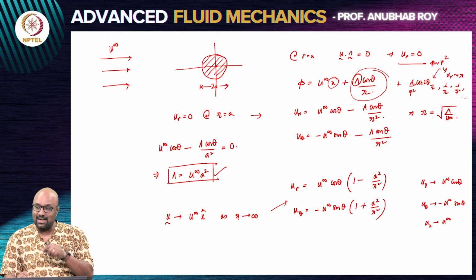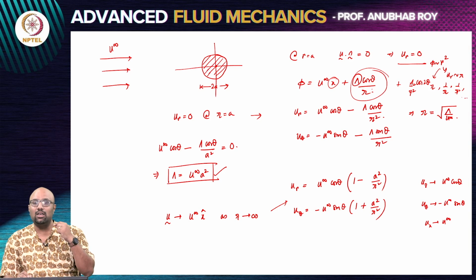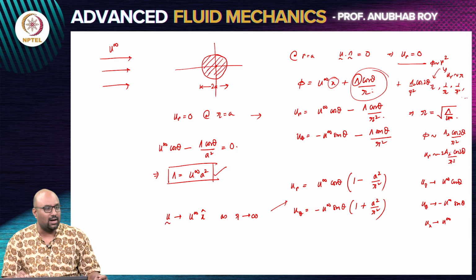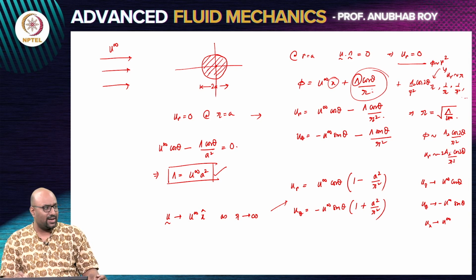Now that satisfies the boundary condition at infinity, because a 1 over r square potential will give you a velocity field that will decay as 1 over r cube, because the radial velocity is dou phi dou r. So, if you have a potential that is a2 cosine 2 theta by r square, your ur would go as a2 cosine 2 theta times minus 2 by r cube. So, that satisfies the boundary condition at infinity. Now, where is the problem?